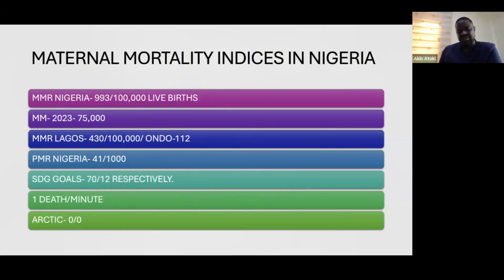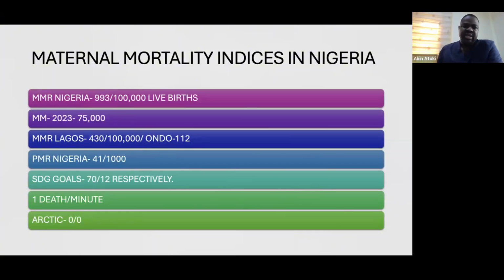We measure the mortality ratio in terms of live births because it's live births that we can account for, and not all pregnancies. We don't know how many pregnancies people have per year, but to a relative extent, to some level of accuracy, we can determine the number of live births in the country per year. So that is why it is measured with respect to live births. So ours is about 993 per 100,000 live births.